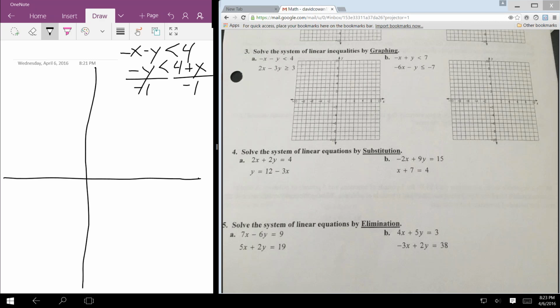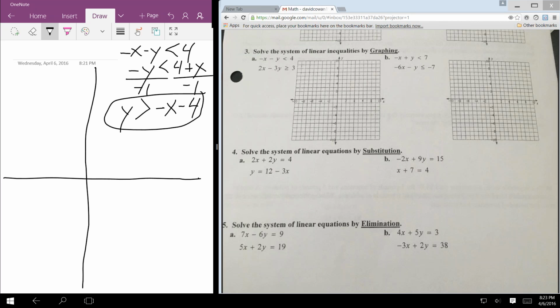That gives me y over here. What's the rest of it? It'd be y is less than 4 plus x. I'm dividing by a negative number, so what do I have to do with that sign? Switch the sign. So y is greater than negative 4 minus x. Let's write it like this. I want to write it as close to y equals mx plus b format as I can. Now, let's graph that.